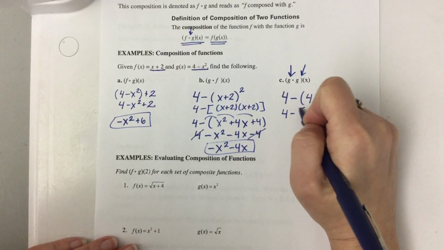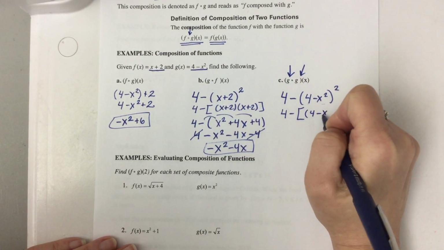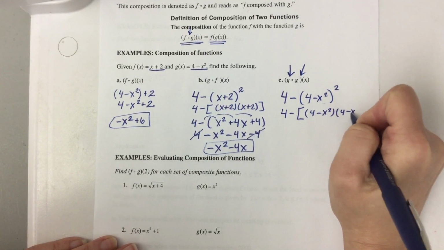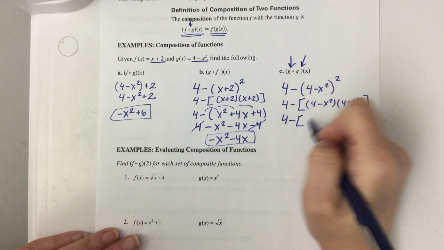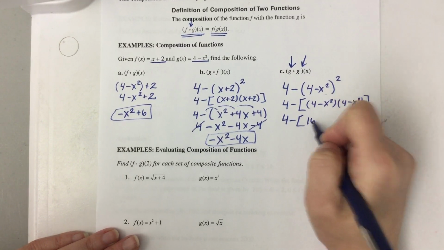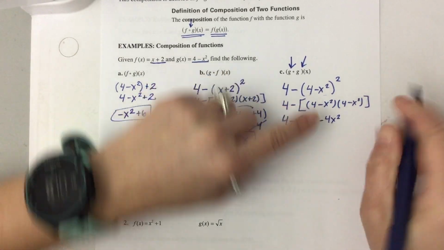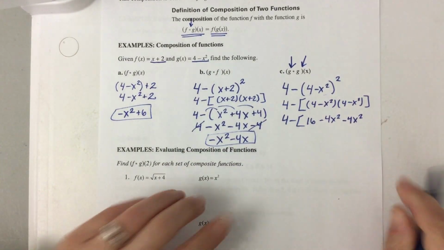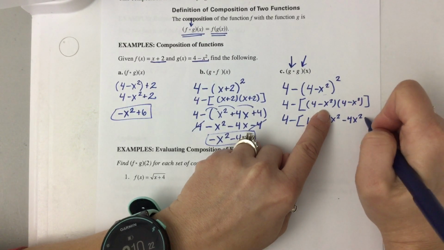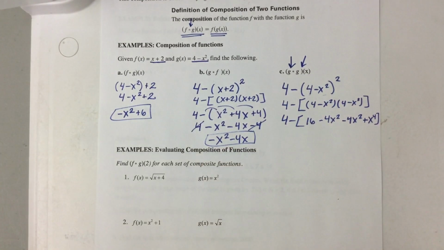So let's go ahead. This one's a little bit longer again. This power of 2 goes on a binomial. So 4 minus x squared, I have that 2 times. Now if I FOIL that, 4 times 4 is 16. 4 times a negative x squared is negative 4x squared. Negative x squared times 4 is a negative 4x squared. Negative times a negative is a positive. X squared times x squared is x to the power of 4.